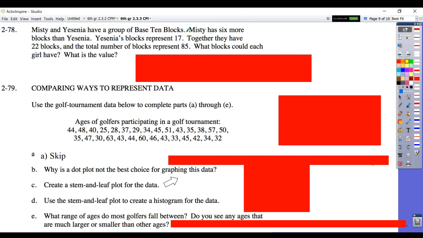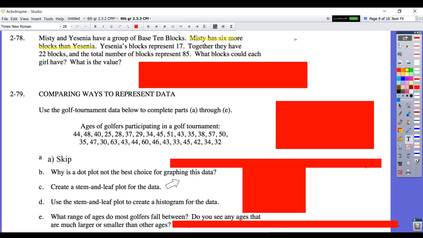First of all, Misty has 6 more blocks than Yesenia. So we don't know how many Yesenia has, but we know Misty has 6 more. And we know Yesenia's blocks represent 17. So she's either got a 10 plus 7 ones, or she's got all 17 being 1 blocks. Together, they have 22 blocks, and together their total number of blocks equals a value of 85. We need to make sure that we write down the important information. So Yesenia, we don't know how many blocks she has. We know Misty has 6 more than that.